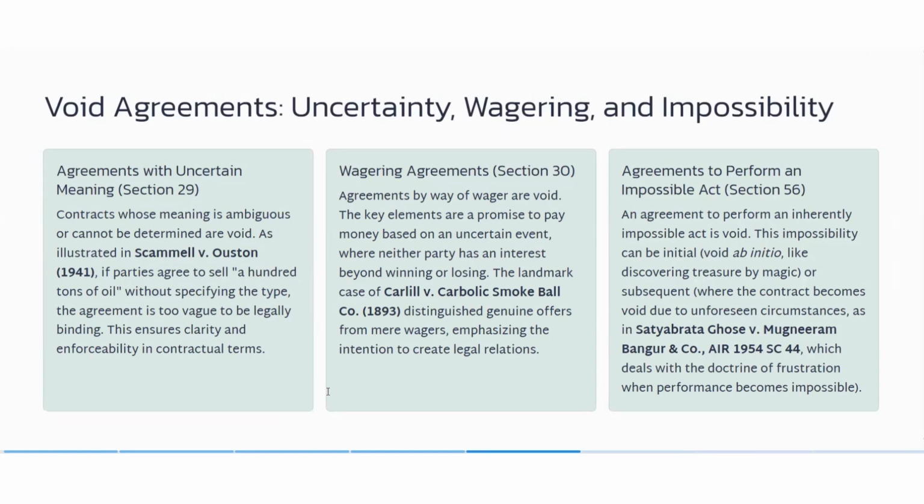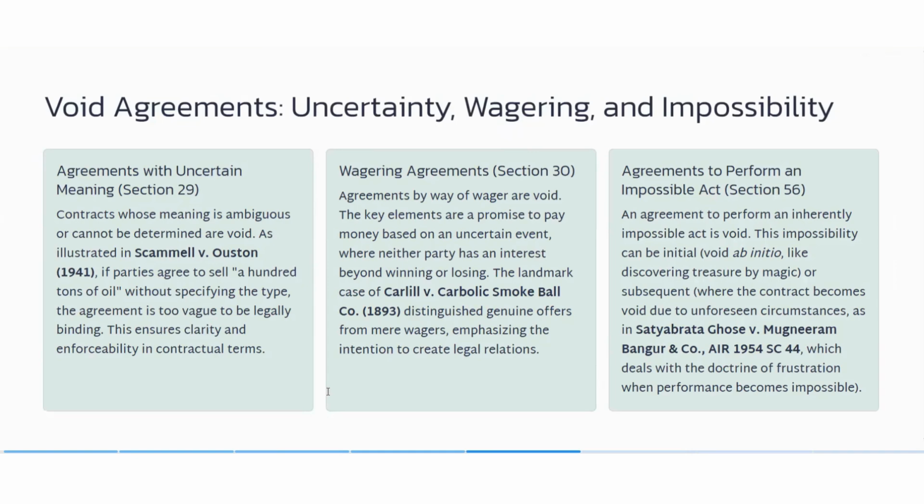Wagering agreement is governed by Section 30. Agreements by way of wager are void. The key element is a promise to pay money based on an uncertain event where neither party has an interest beyond the winning or losing. The landmark case is Carlill v. Carbolic Smoke Ball, which distinguished the genuine offer from mere wagers, emphasizing the intention to create legal relations.